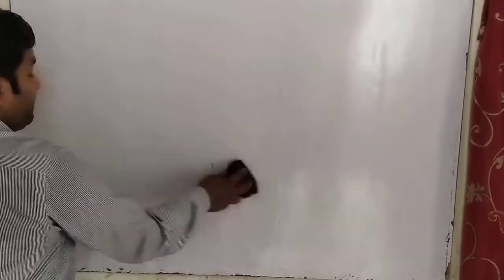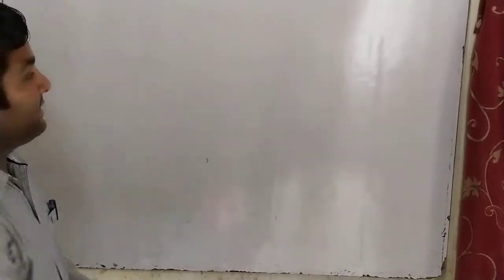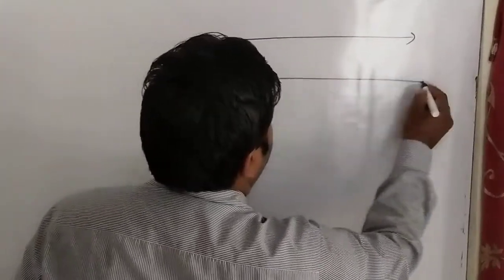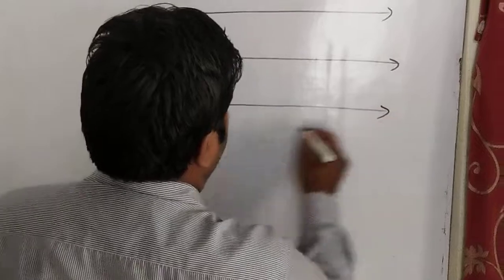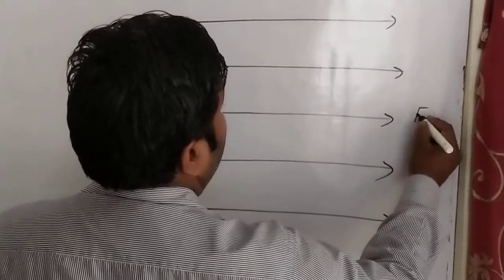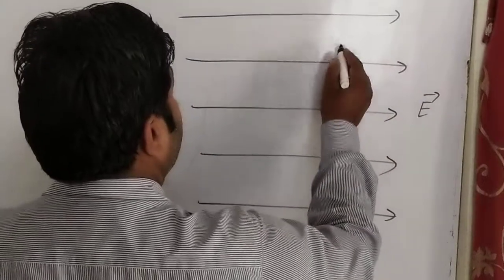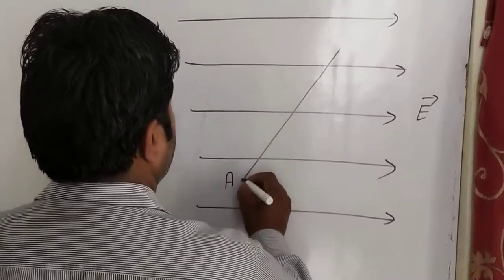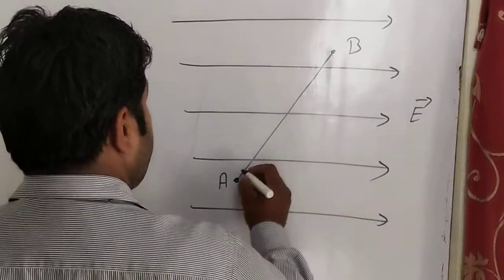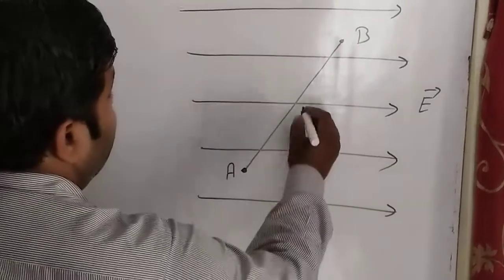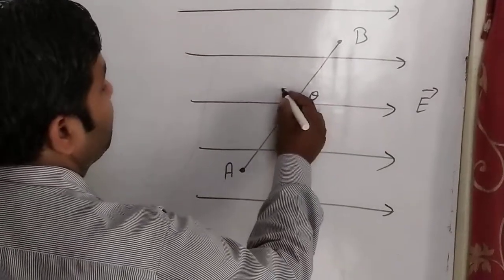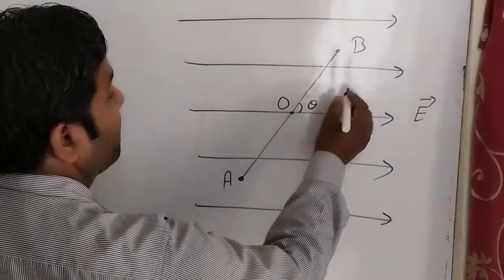A dipole AB is held in a uniform electric field, represented by parallel lines from left to right. The dipole AB is held at an angle theta with the direction of electric field E.